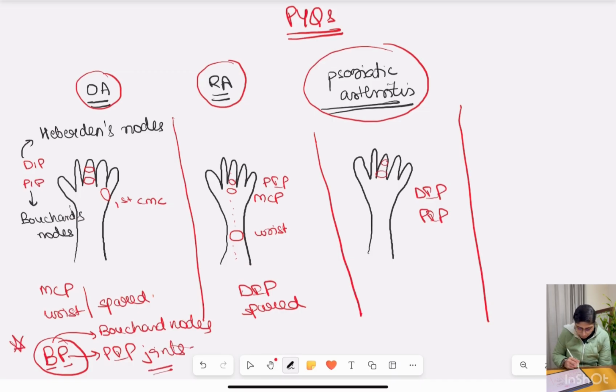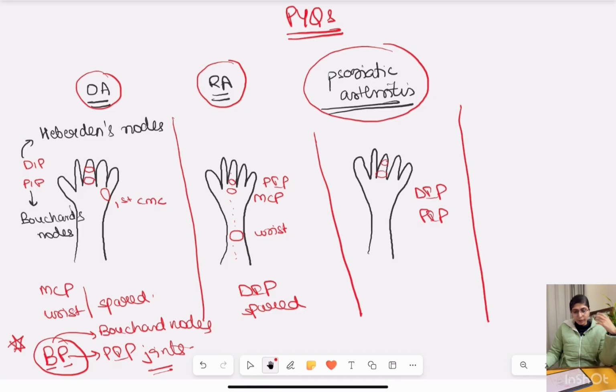So please remember BP as a mnemonic. You can make your own mnemonic, beta. These are the ones that I use while doing my preparation for AIIMS, and you are most welcome to use them. You're most welcome to make your own mnemonics, but this is how I remember it. BP: Bouchard nodes, PIP joint.